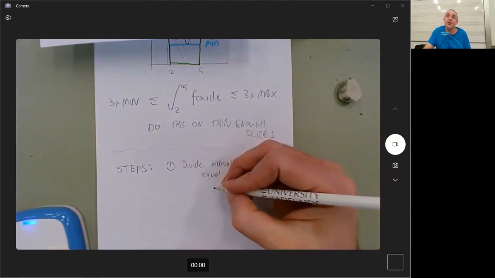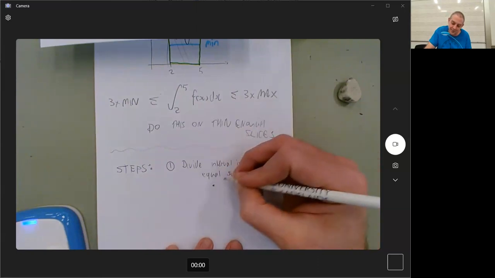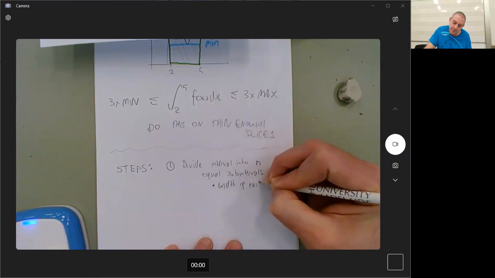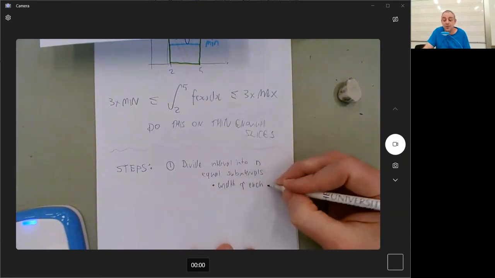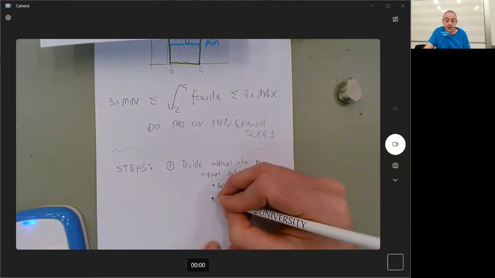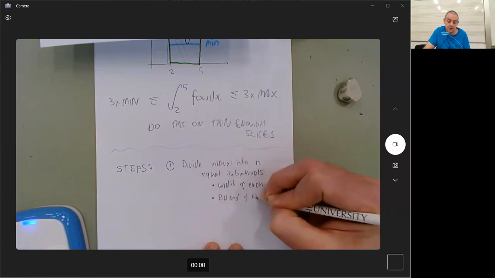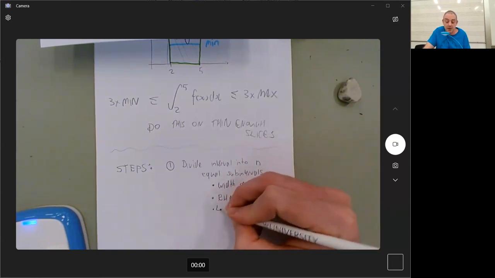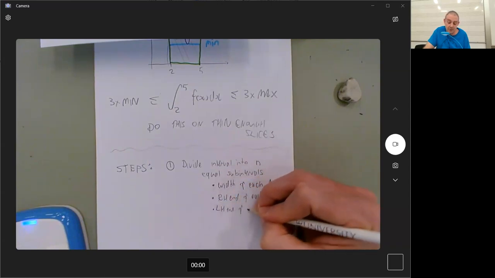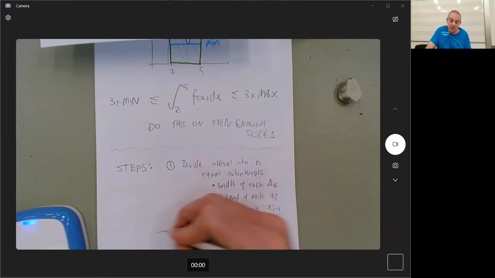I have some people who I've done this to live in the Maths Learning Centre nodding along the way. The width of each I need, which most people call delta x. And I need to know the right-hand end of each, which most people call xi. And I need to know the left-hand end of each, most people call xi minus 1. And here's a picture of it.